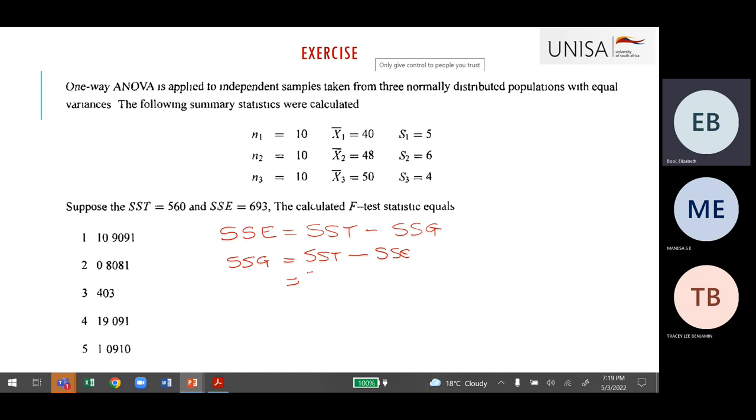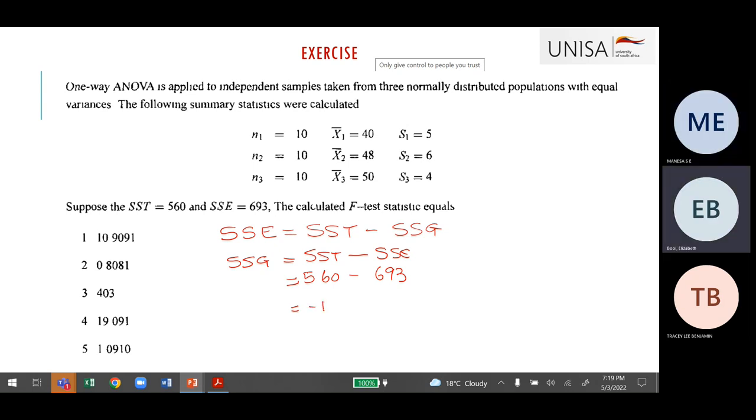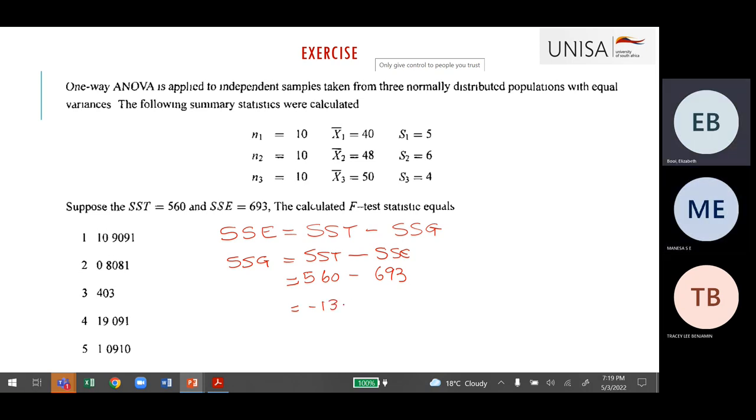So I have 560 minus 693, and that is 133, minus 133. So if I have my SSG and my SSE, then I can also calculate my MSG. But now my MSG will be negative. Otherwise, you can use the formula.